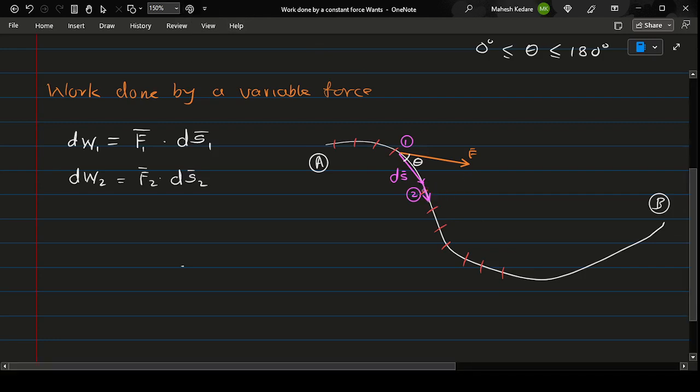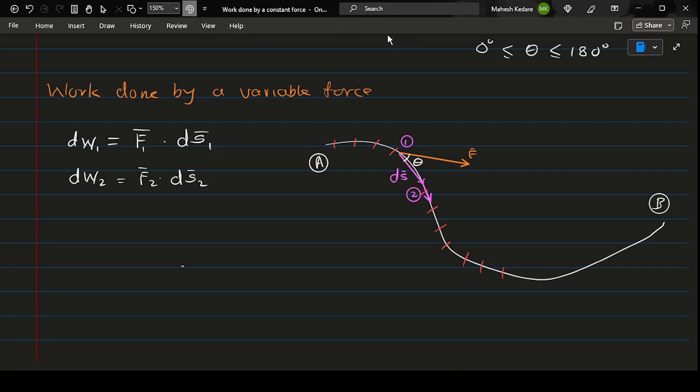This is the second displacement, and here in the second displacement, by the time we reach the second displacement segment, the force may have changed in direction and magnitude as shown by this arrow. This is F1 bar and this is F2 bar, and the angle is say θ2, and here the angle is θ1. In the second displacement, we calculate the work done dw.